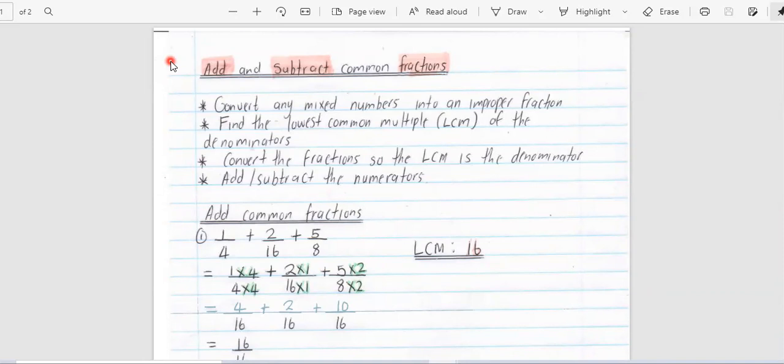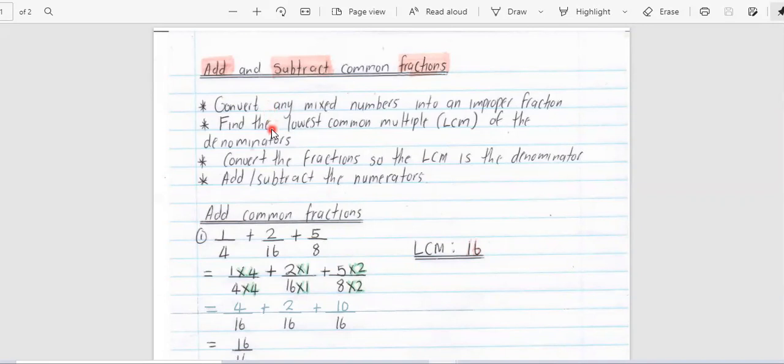Now I'm going to share with you a few key points which you can have in mind when you are working with fractions. The first one is that whenever you have any mixed number present in your sum, always convert that mixed number into an improper fraction. So if you have a mixed number, convert it into an improper fraction before you add or subtract fractions.